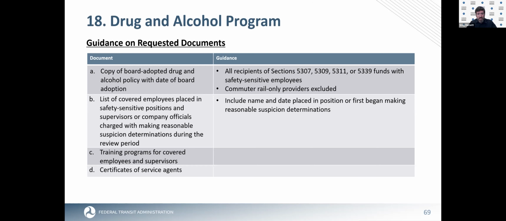And item D here, the RIR is asking for certificates of your service agents. What we mean here are MROs, medical review officers, BATs, breath alcohol technicians, collectors. The contractors manual actually does a very nice job of, in a tabular format, describing what time period these certifications are good for. It depends. It's either 3 or 5 years, depending on the type of position. But what you would want to submit with your RIR are the actual certificates that note the expiration date, again, for your BATs, your MROs, collectors, and anyone else.